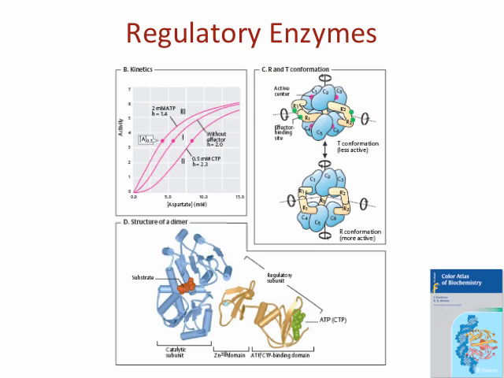The next 2 rate laws we are going to talk about apply to regulated enzymes. And let's start out here by looking at panel C that shows the R and T conformation of a multimeric enzyme. R stands for relaxed and normally refers to a conformation where the active site is open, whereas T stands for tight or taut, where the conformation of the enzyme has been changed so that the active site closes off.